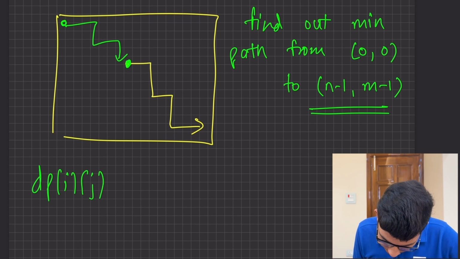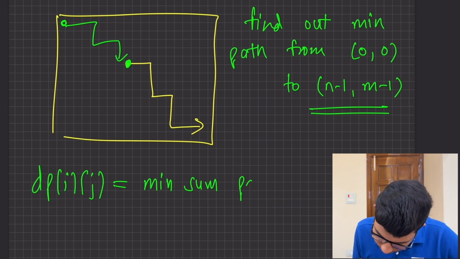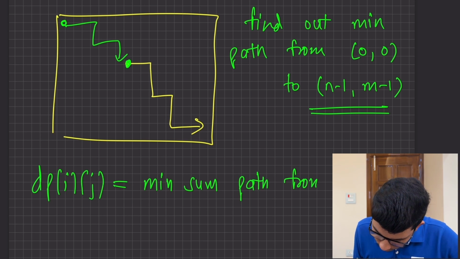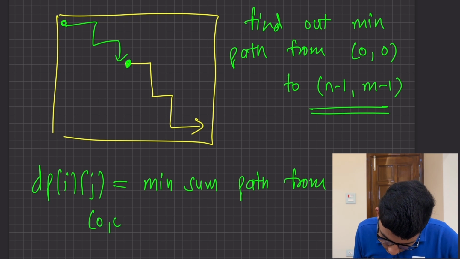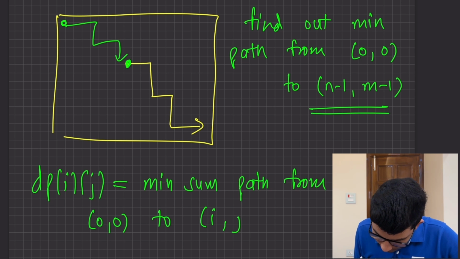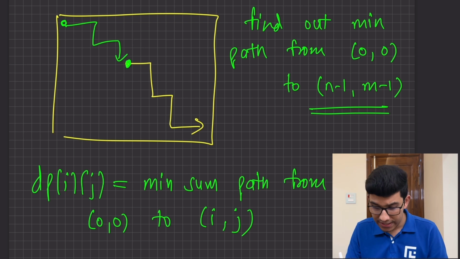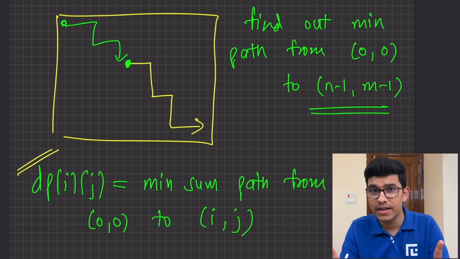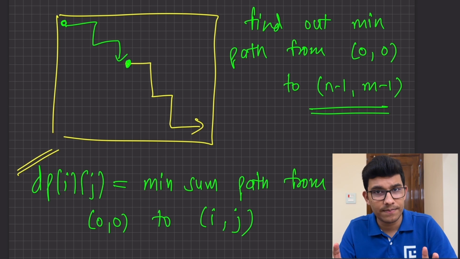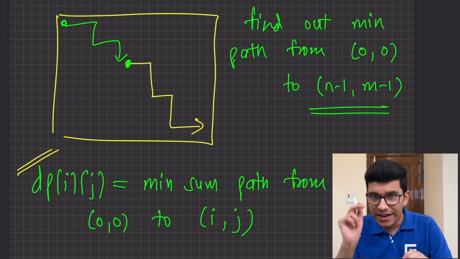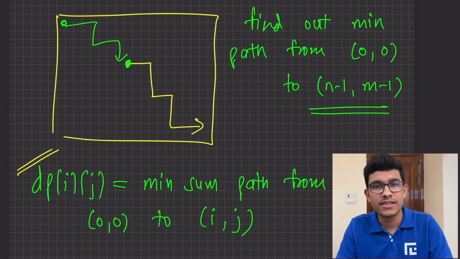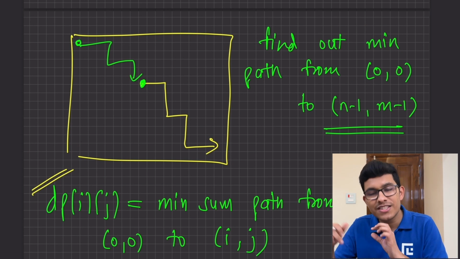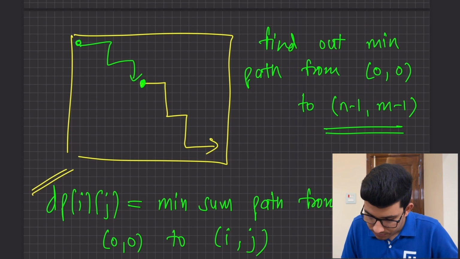dp of i comma j is equal to the minimum sum path from 0 comma 0 to i comma j. Now remember, this is a different DP state even though the parameters are the same. See, i j, we are using the exact same parameters, but the meaning of the state is different. Unless you define the meaning of the state, it doesn't make sense. Now let's see how this problem works out.